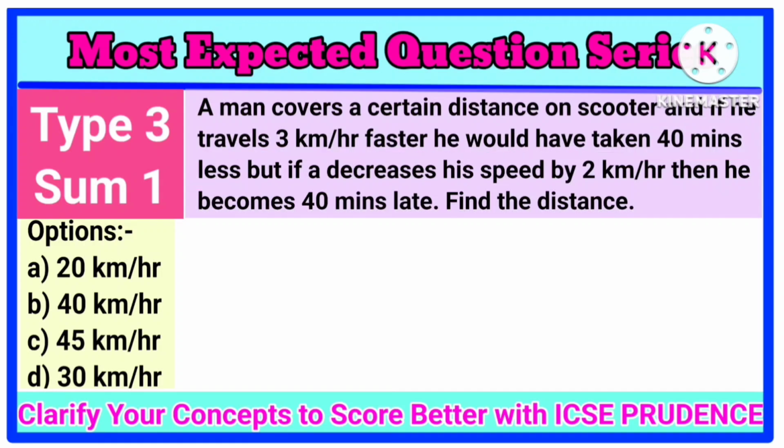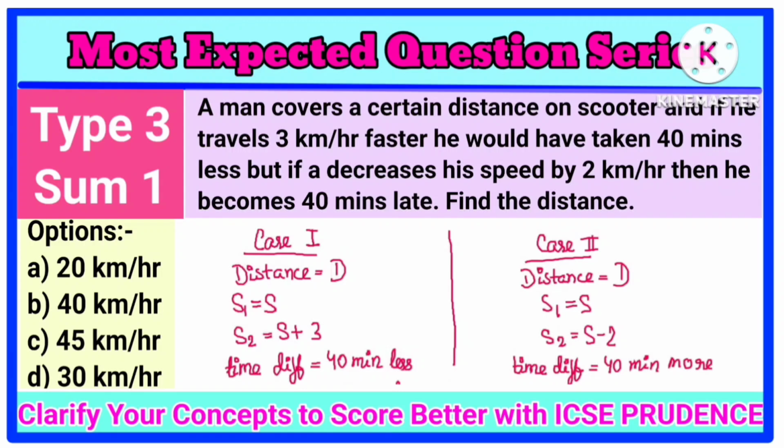This is case 1. Another case is given, but if he decreases his speed by 2 km/h, then he becomes 40 minutes late. So now in the second case, it is said that the same distance he is traveling, but if he decreases his speed by 2 km/h, in that case, he will take 40 minutes more because he is 40 minutes late in this case. You are asked to find the distance.